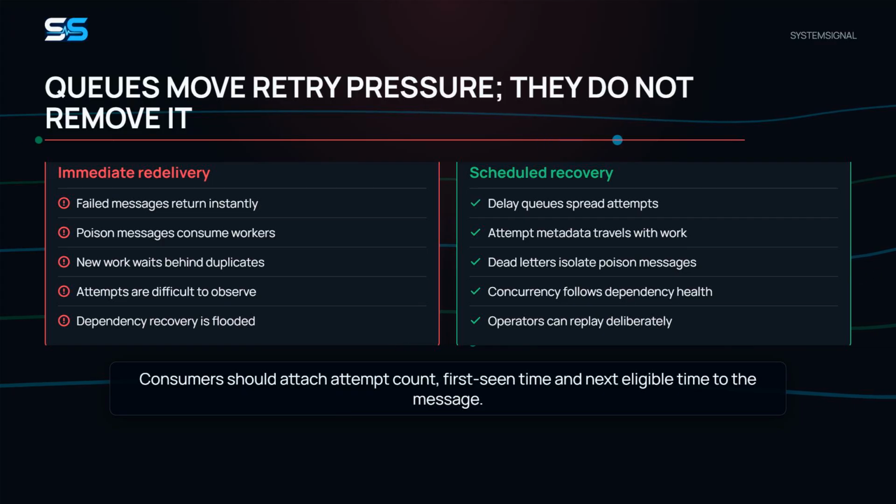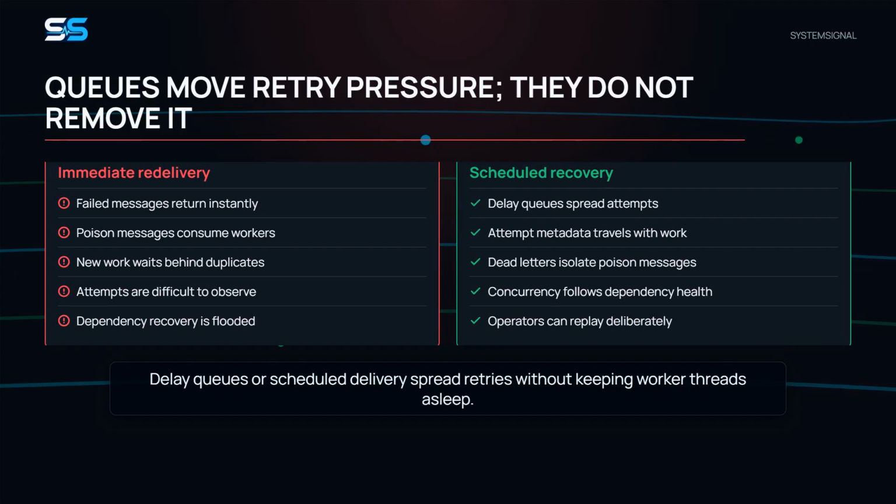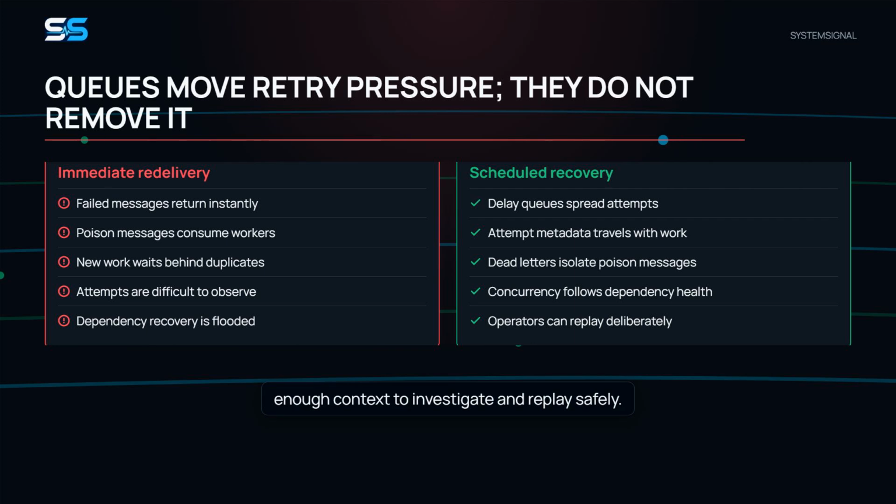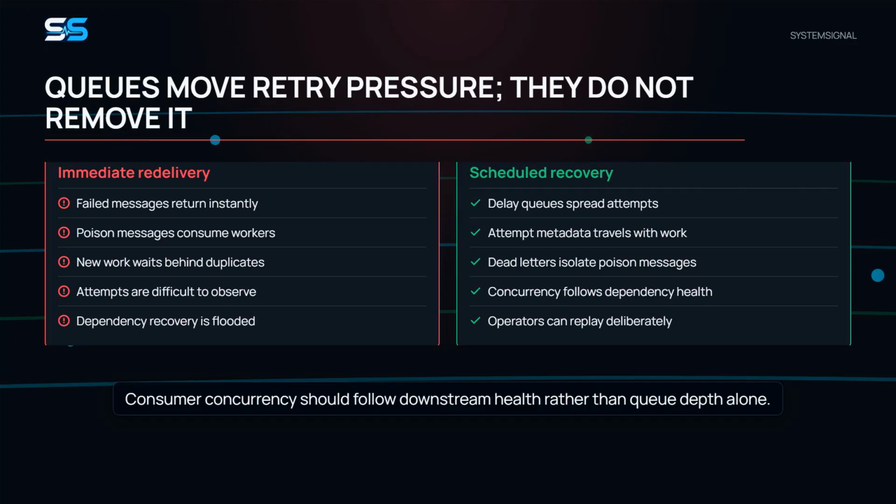Consumers should attach attempt count, first seen time, and next eligible time to the message. Delay queues or scheduled delivery spread retries without keeping worker threads asleep. After a bounded number of attempts, the message moves to a dead letter destination with enough context to investigate and replay safely. Consumer concurrency should follow downstream health rather than queue depth alone.